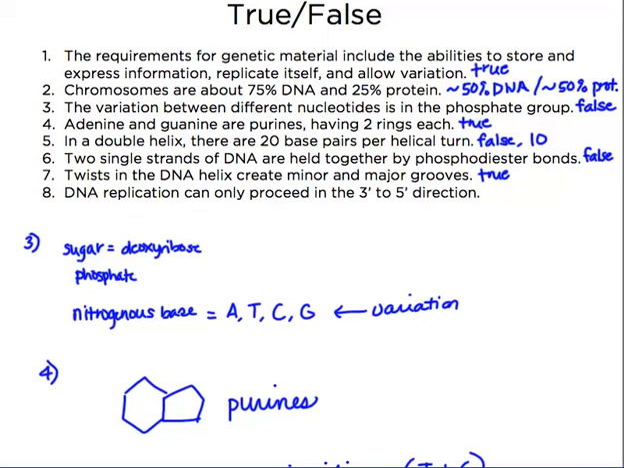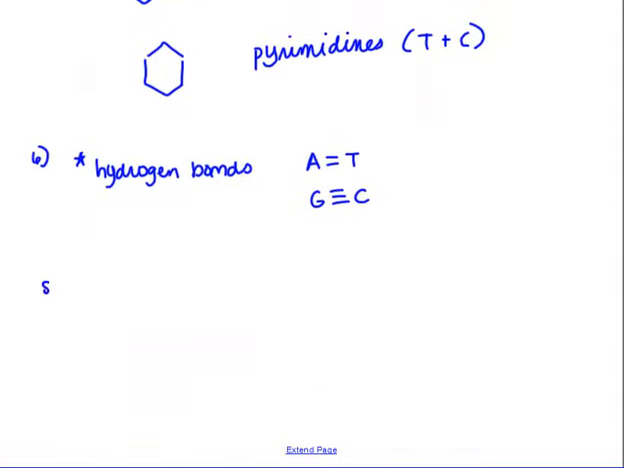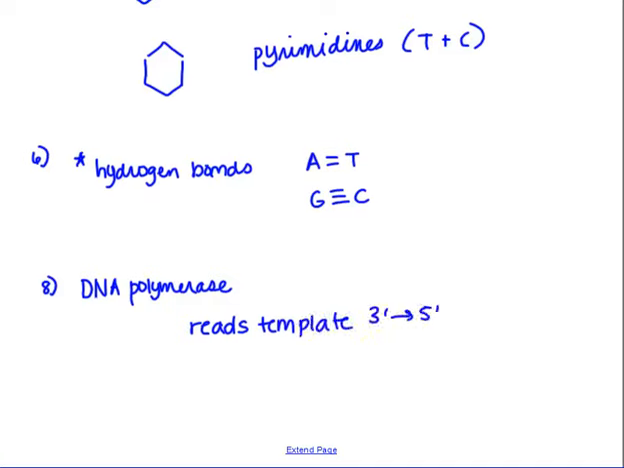And number 8, DNA replication can only proceed in the 3' to 5' direction. This is false. Remember that DNA replication can only proceed in the 5' to 3' direction. So, just to clarify that, because that seems a little ambiguous, we have DNA polymerase, which is the enzyme responsible for DNA replication. DNA polymerase can only read template strands, so it reads templates in the 3' to 5' direction, and it synthesizes new strands in the 5' to 3' direction.